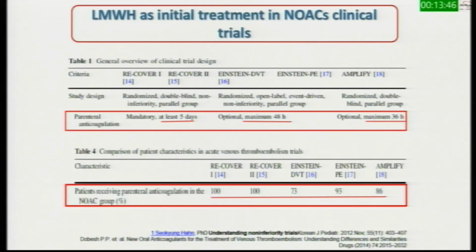They used at least 5 days of initial treatment with parenteral low molecular weight heparin. In other studies, 48 hours. And in a third study, 36 hours. And from 70 to 100% of the patients in these studies evaluating the new oral anticoagulants used the parenteral as an initial treatment.